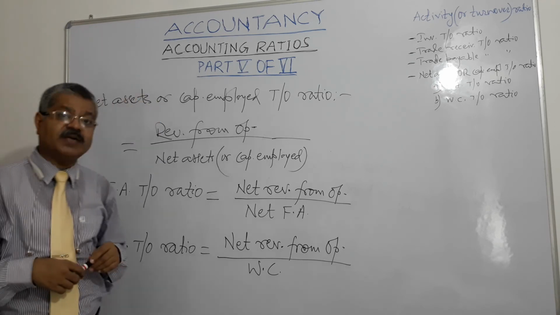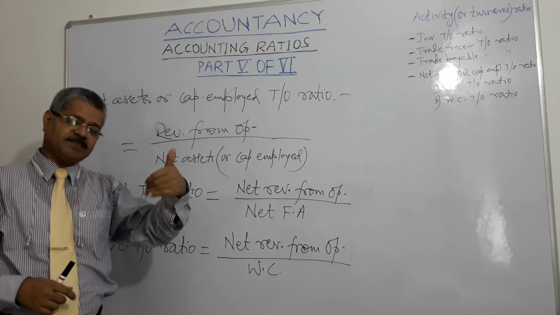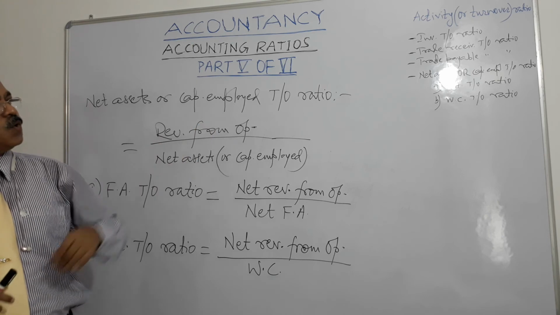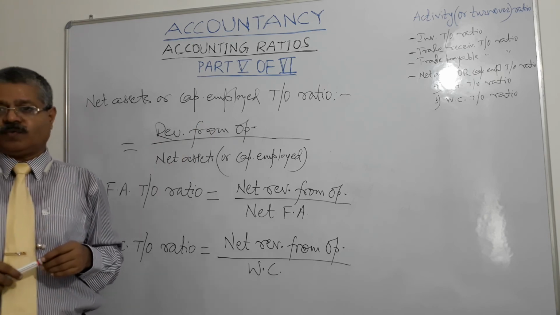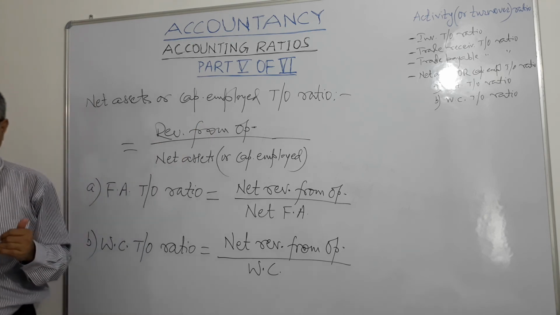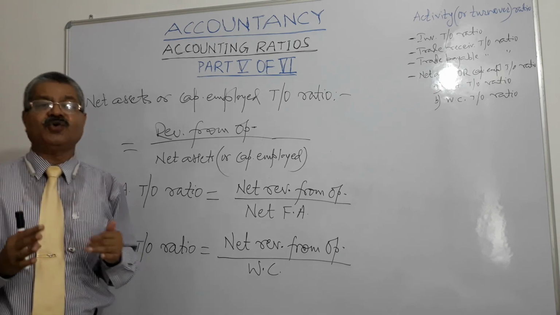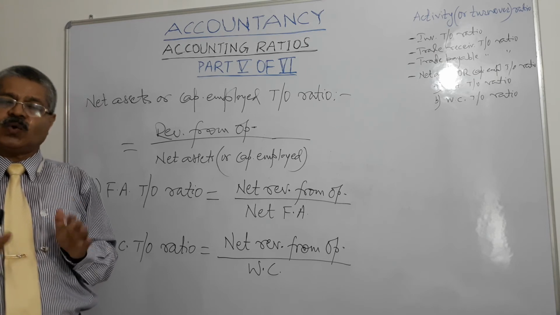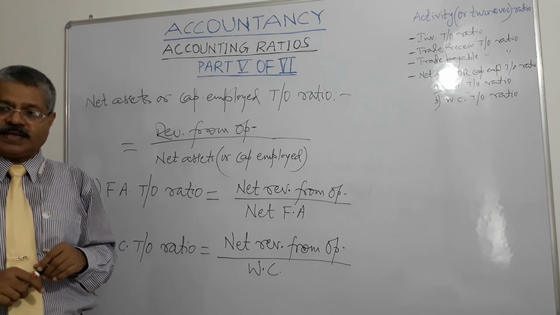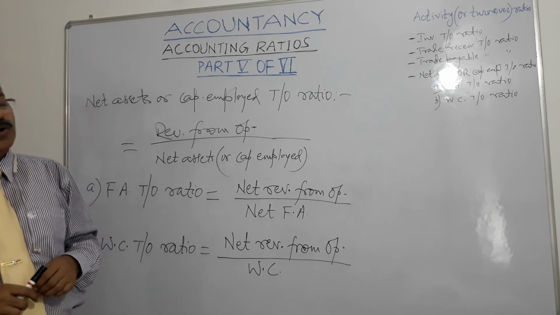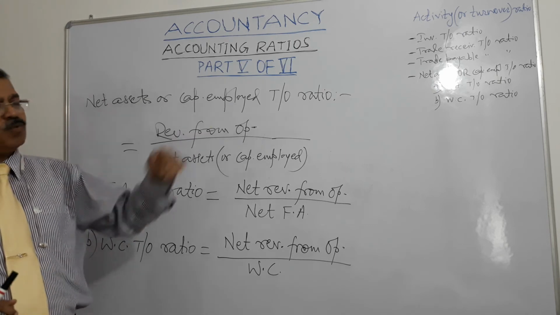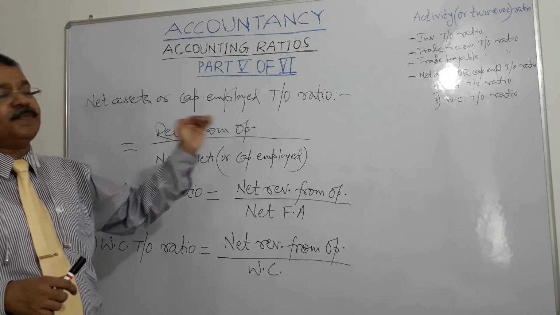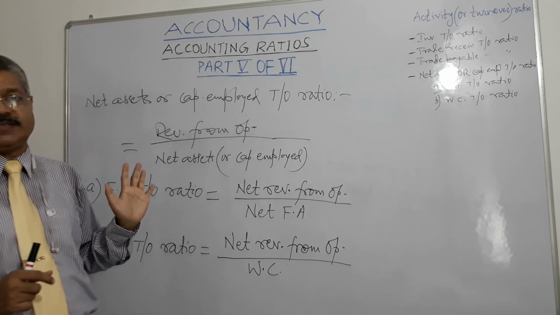The fourth one is net assets or capital employed turnover ratio. We have already seen what net assets are: total assets minus current liabilities is equal to net assets. Net assets or capital employed turnover ratio reflects the relationship between revenue from operations and net assets or capital employed in business. And the formula is revenue from operations divided by capital employed or net assets.